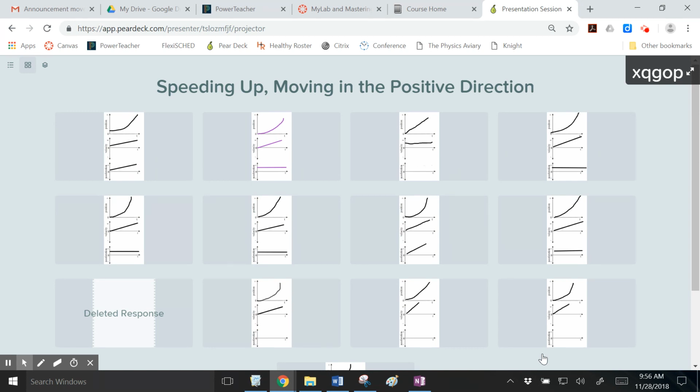So waiting on a few friends to still include theirs in the mix. There we go. Max joins us. Come on, Aguirre, come on, Joshi. And again, if you're not in yet, it's XQGOP. Join us.